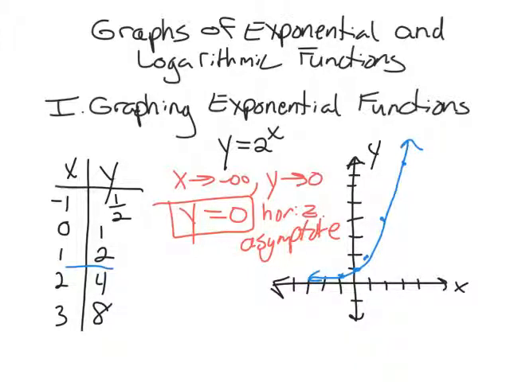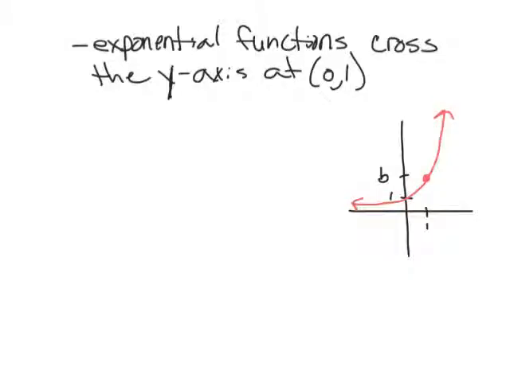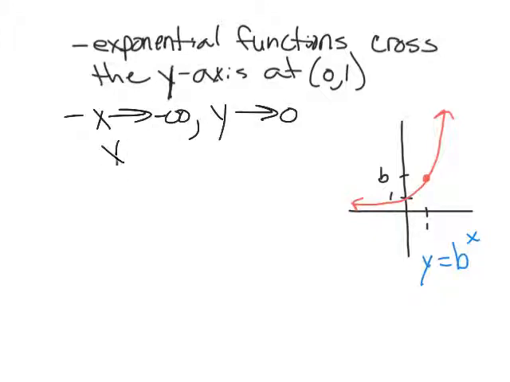So we'll write down a couple things here to denote some of these properties. Here we have a sketch of a generic exponential function. I'm going to call this y is equal to b to the x. Exponential functions always cross the y-axis at 0, 1, because b to the 0 is going to bring back a 1. And we have a horizontal asymptote because as x approaches negative infinity, y approaches 0. So my horizontal asymptote is y is equal to 0.